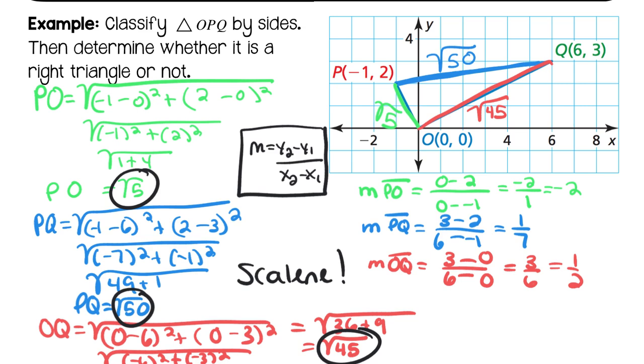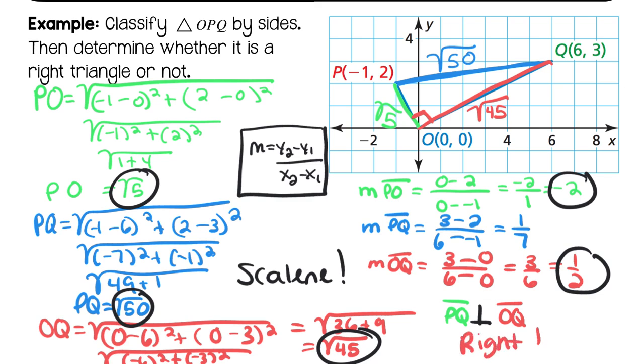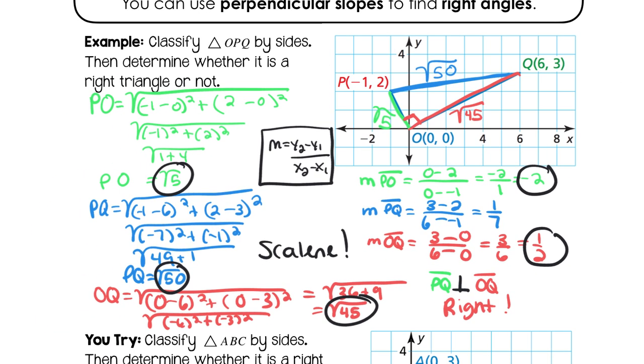So looking at those three slopes, we have opposite reciprocals with -2 and 1/2. So that would mean that PQ is perpendicular to side OQ. So we end up with a nice little right angle right here. So we can say we have a right triangle. So in the end, when it says classify it, we're going to say this is a right scalene triangle.